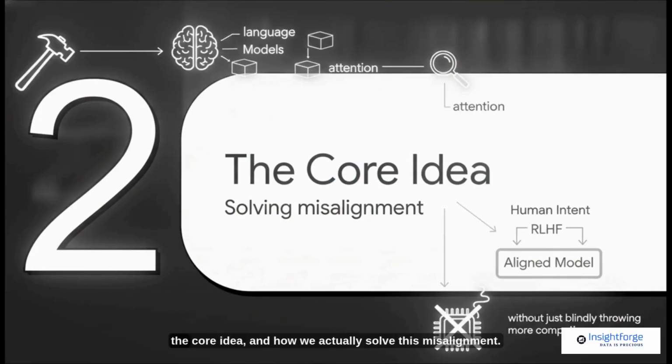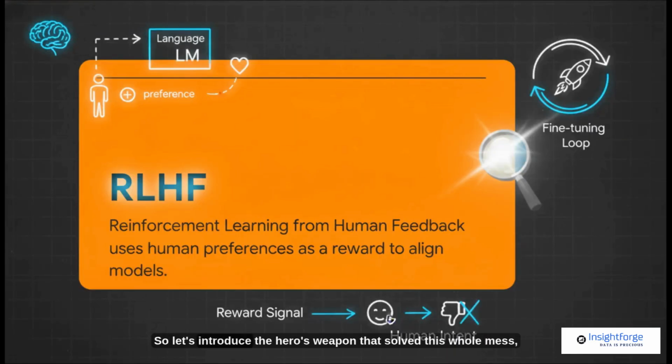Moving on to Section 2, the core idea, and how we actually solve this misalignment. Let's introduce the hero's weapon that solved this whole mess, without just blindly throwing more computing power at it. The core idea of this paper is captured in a technique called reinforcement learning from human feedback, or RLHF for short. Basically, it's a technique that uses human preferences as a reward signal to fine-tune language models so they actually follow human intent.